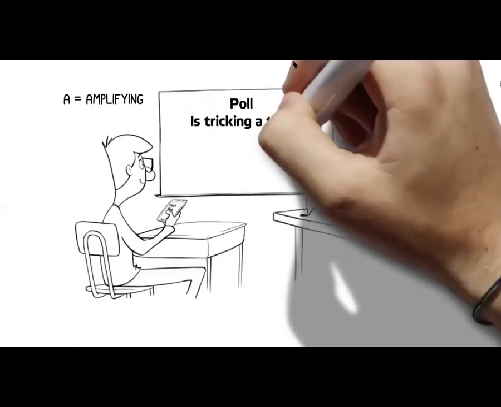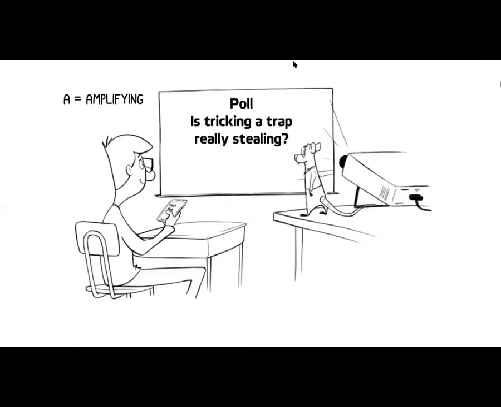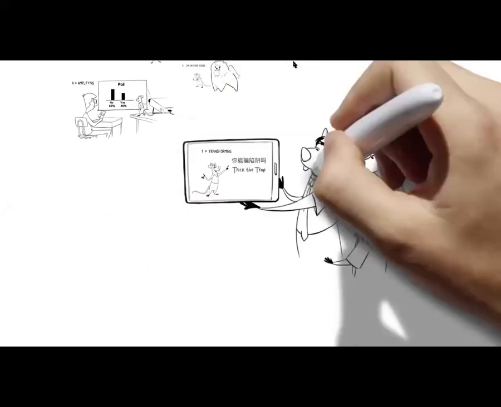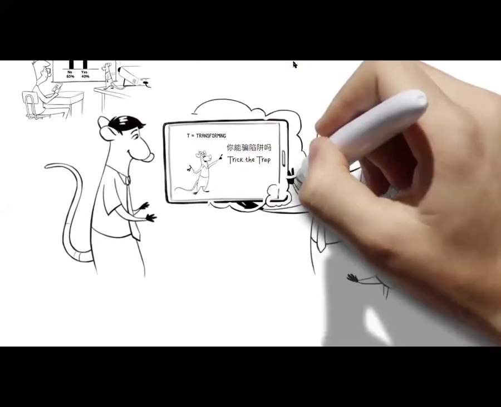The A in RAT equals amplifying. In other words, technology improves the efficiency of tasks or introduces new functions to original tasks. The T in RAT equals transforming. It introduces new activities in learning that are impossible without technology. Take away the technology, take away the learning too.